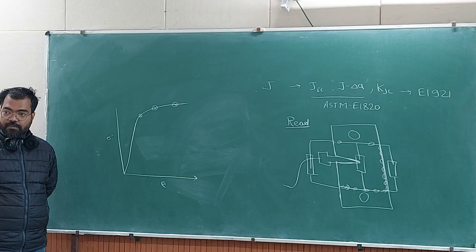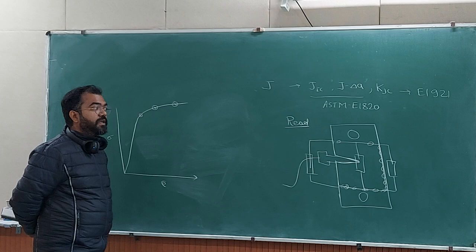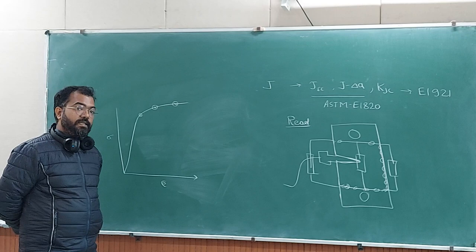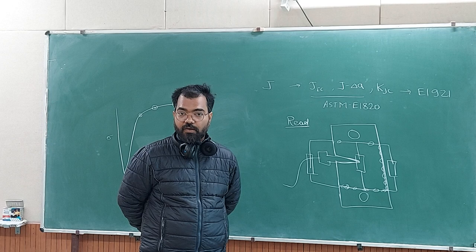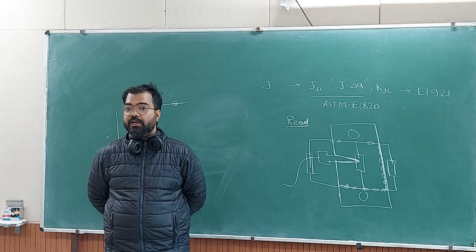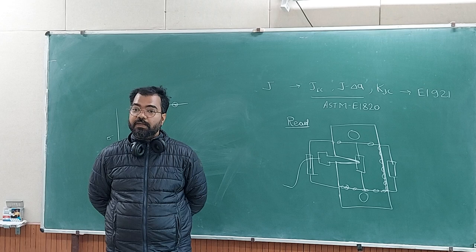Rice proposes that you can do the same thing without testing n number of specimens. If you are testing 20 specimens, 10 specimens, the problem is, first of all, it is not very practical, because you will have to make a lot of specimens. And second, every specimen will have some difference at some scale. If I ensure that the thickness is 25 millimeter, some of them might have 24.5, some might have 24.95, some might have different crack length, some might have different crack tip root radius.